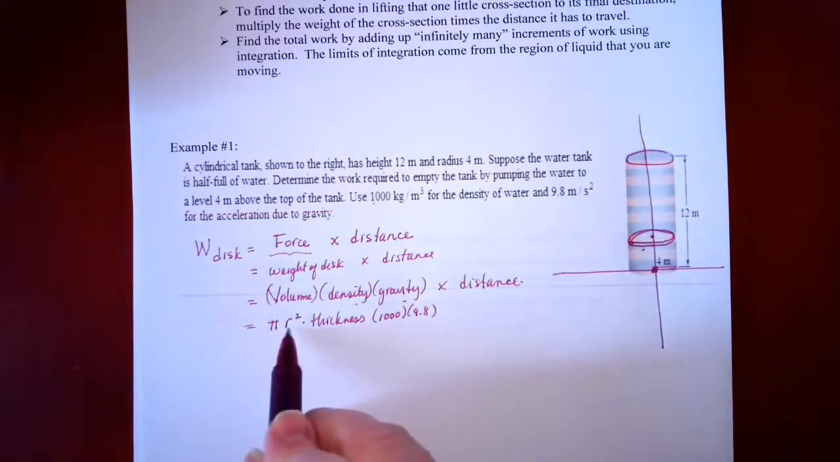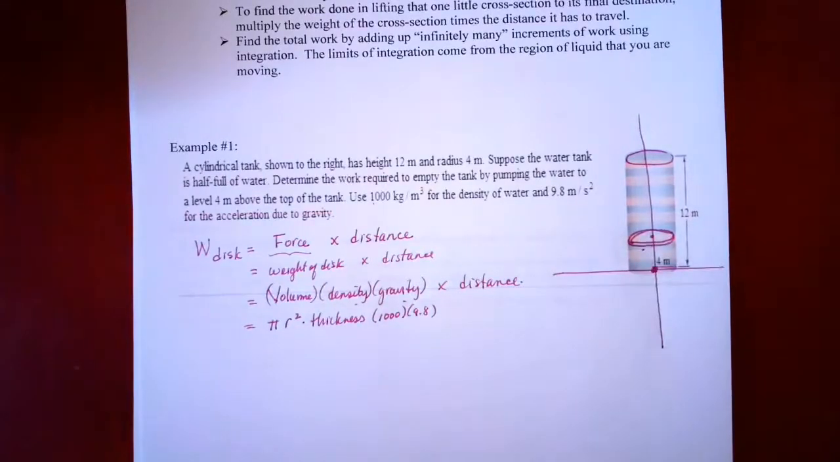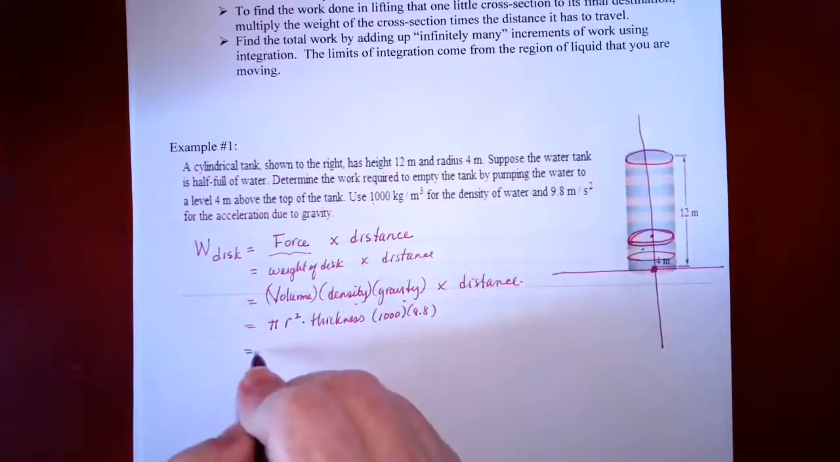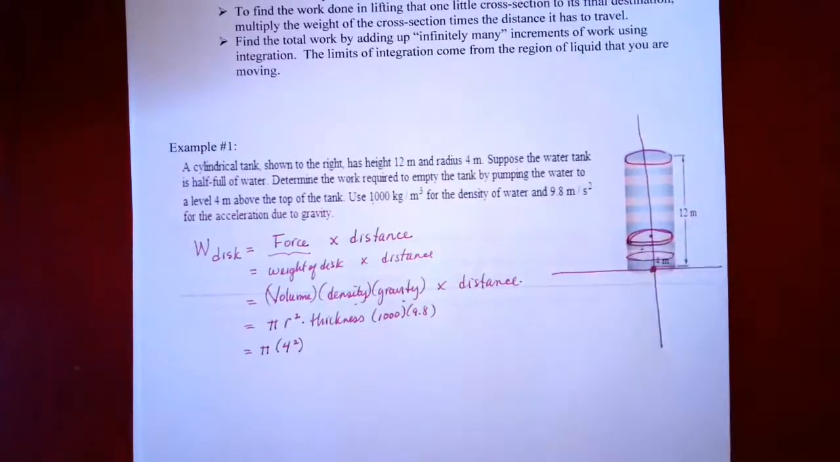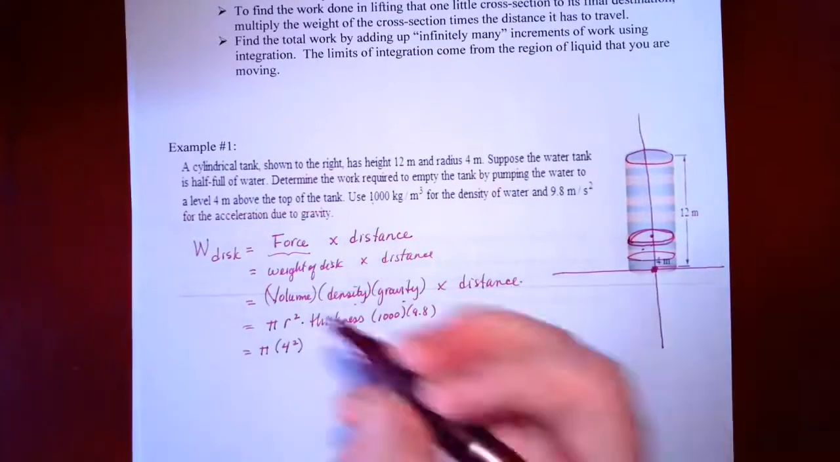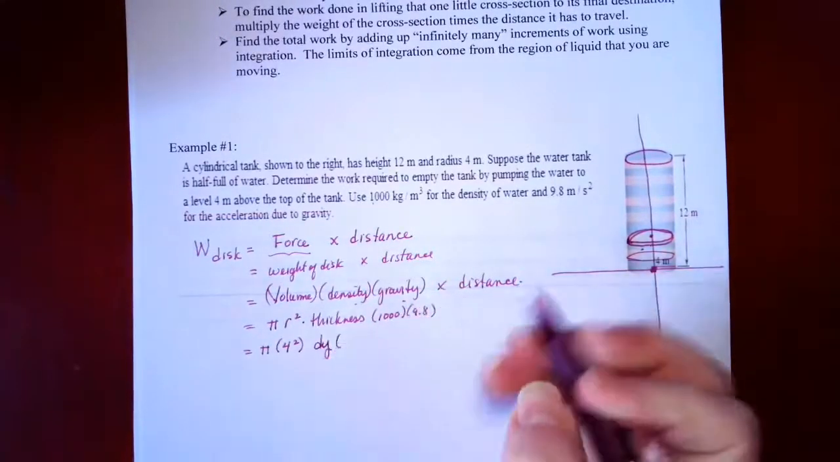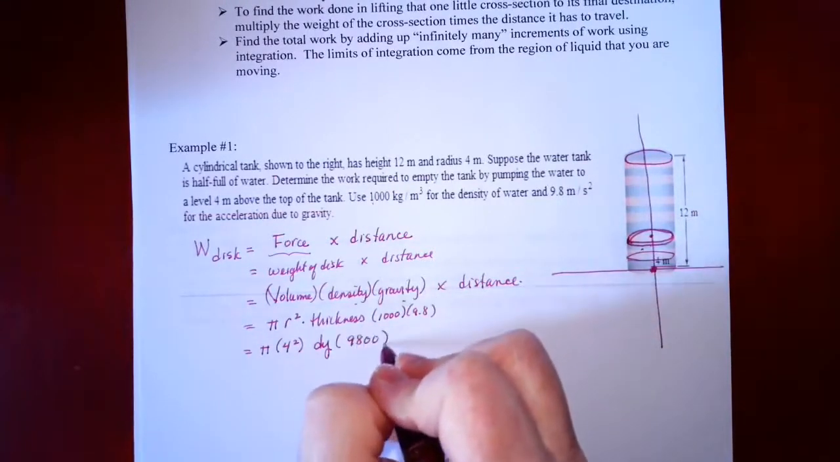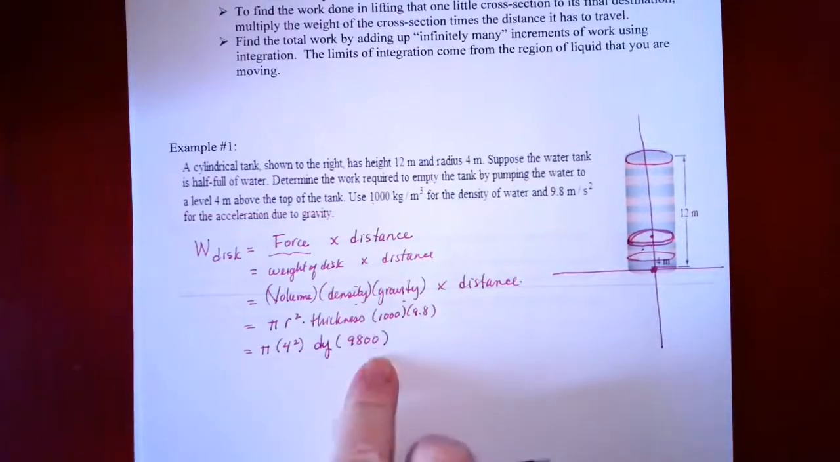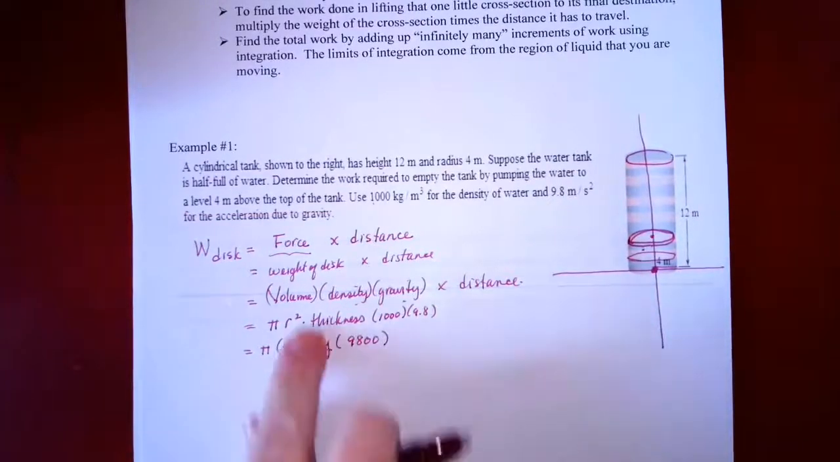What would be the radius of one of these little discs of water? What's the radius of every disc in this tank? It's 4 meters. So that's going to be pi times 4 squared. What's the thickness? Is it dy or dx? It's dy because it's a vertical thickness. Good. So I have pi times 16 dy times 9,800. That's the weight of that disc, so it's going to be the force required to lift that disc.